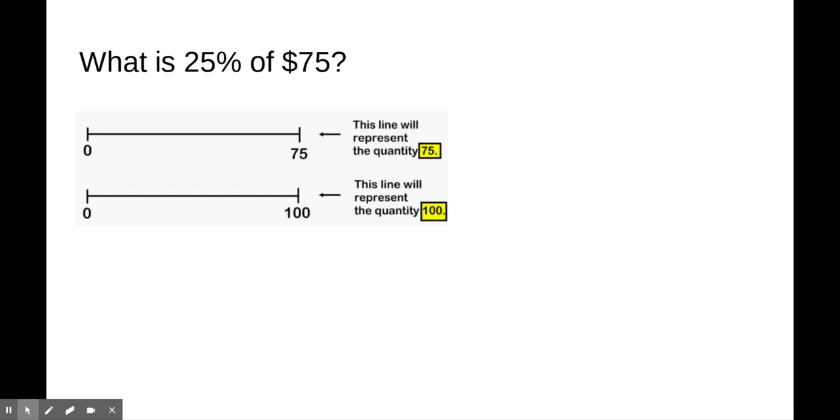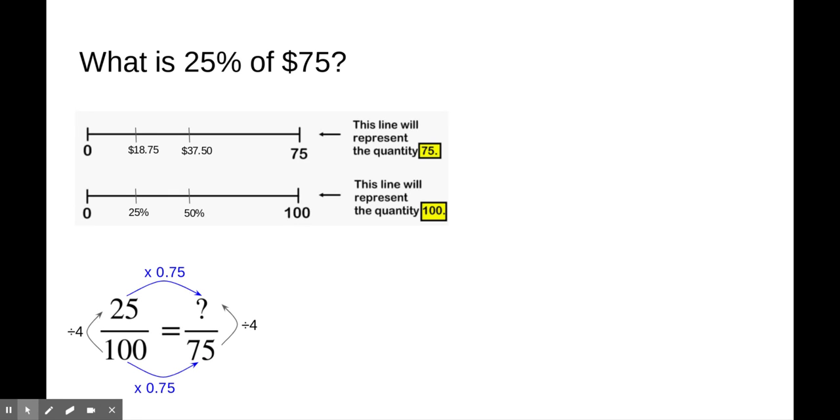And this is just like the progress bar we were just looking at. One number line represents the quantity $75, and the other would represent 100%. We can start to partition out these two number lines. So 50%, if we cut both in half, that would be $37.50. And we can cut them in half again, which is 25%, and that's $18.75. So that's one way to think about it.